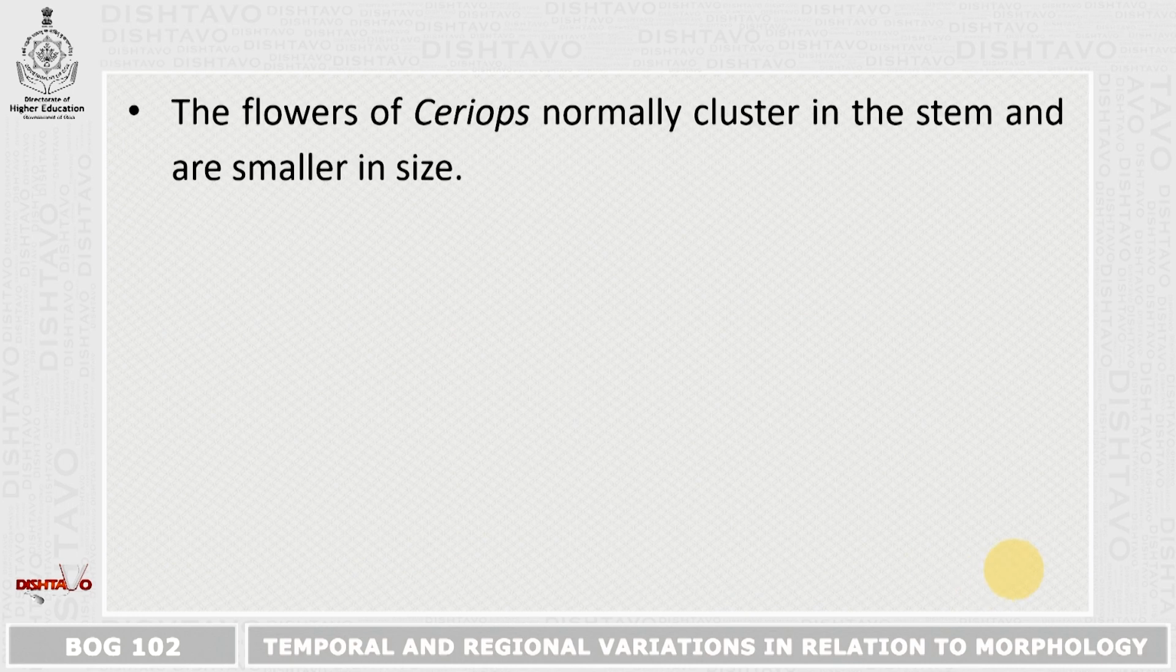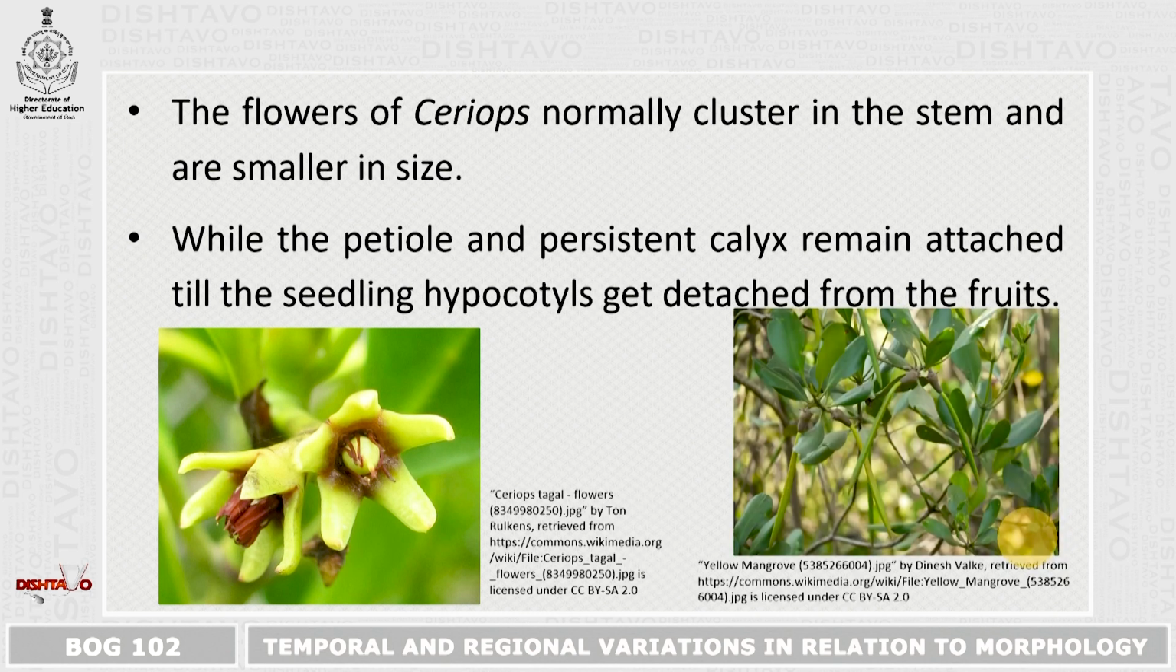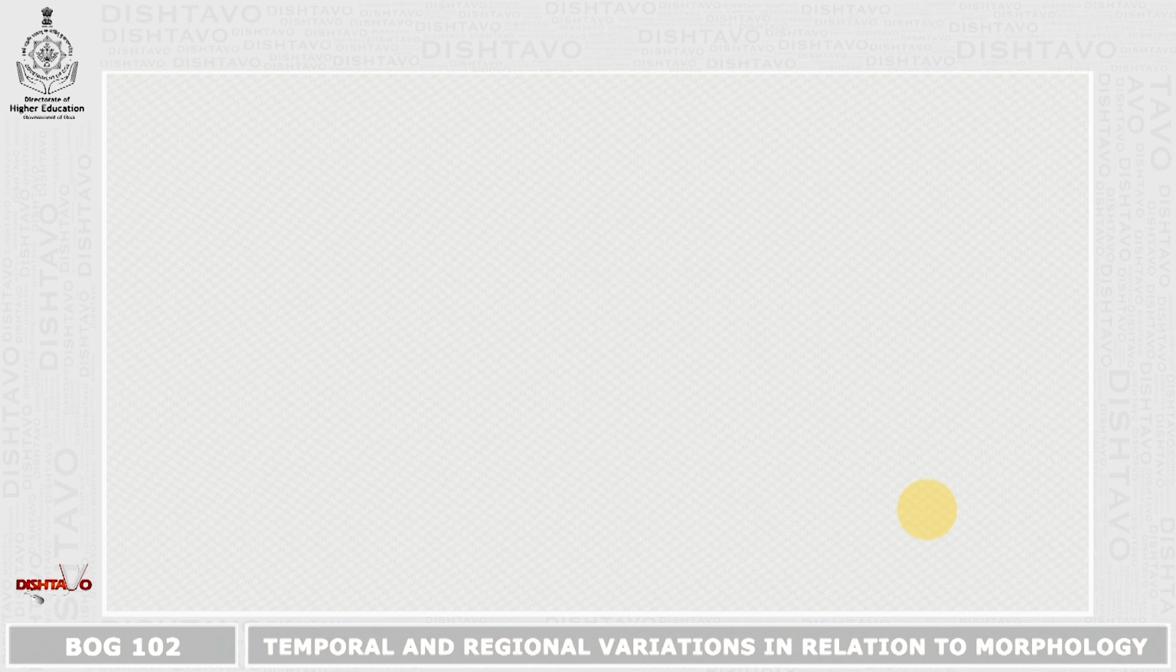The flowers of Ceriops normally cluster in the stem and are small in size, while the petiole and persistent calyx remain attached till the seedling hypocotyls get detached from the fruit. These are the pictures. Kandelia candel has slender, more delicate white flowers with greenish persistent calyx, as you can see here.